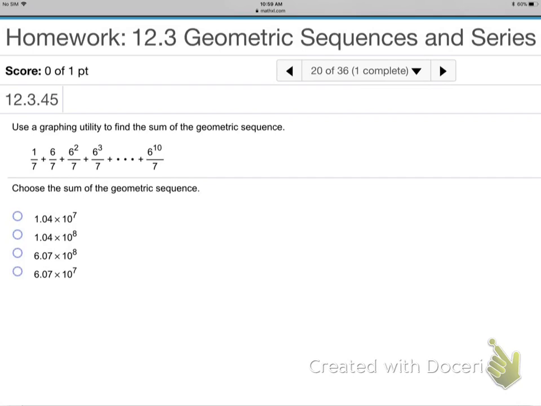Sequences and series, geometric. Going to finish this up today. It'll be due on Monday, because Raul wants homework this weekend. That's what he was telling me.